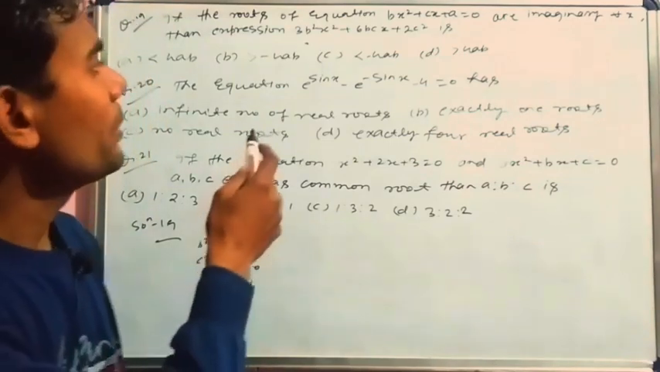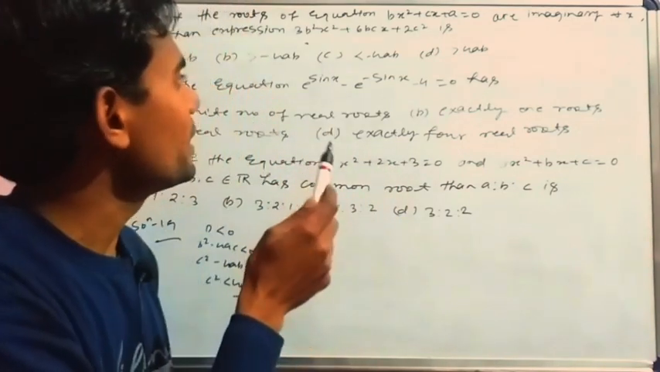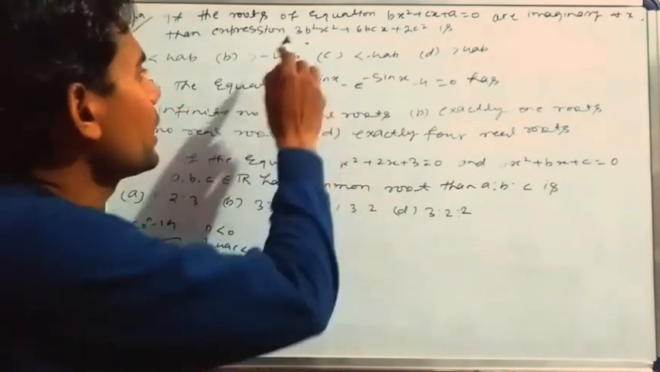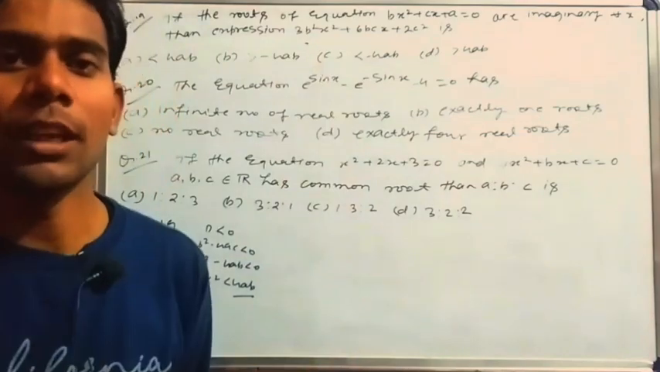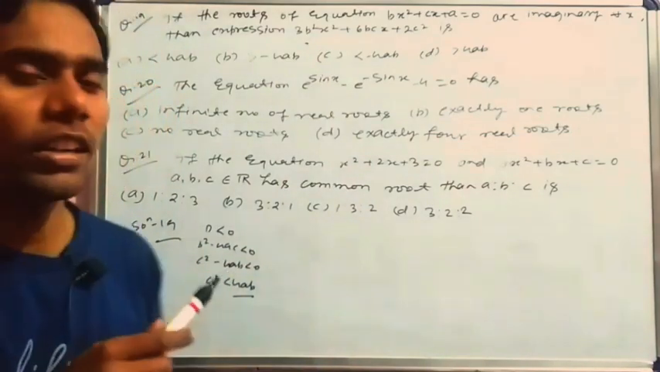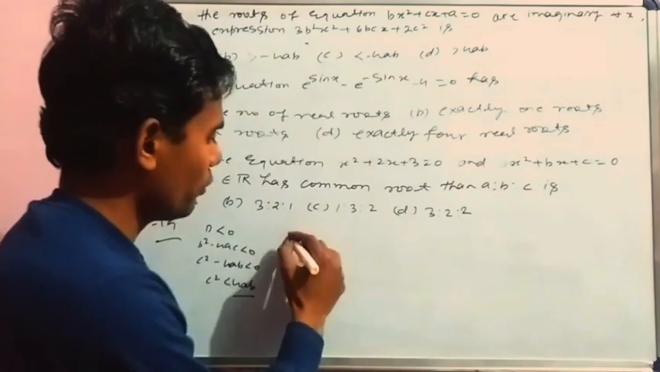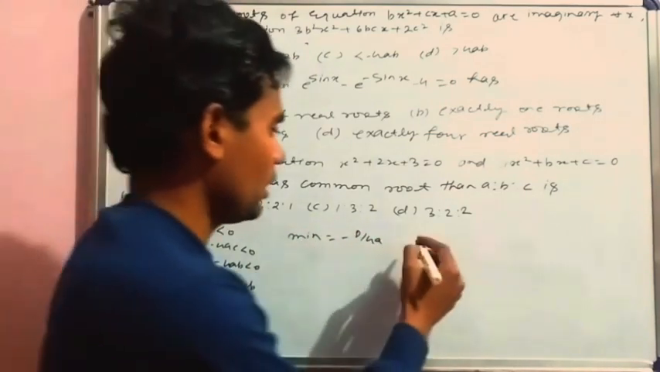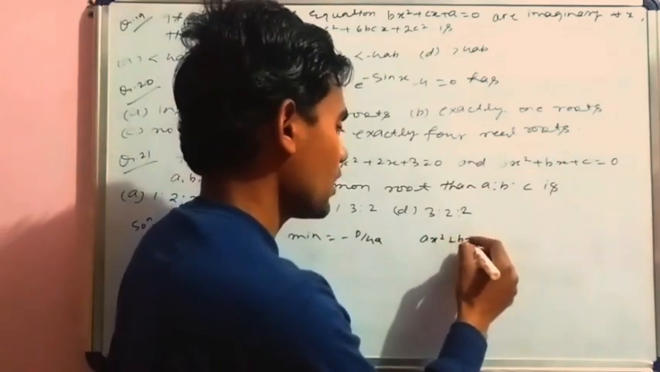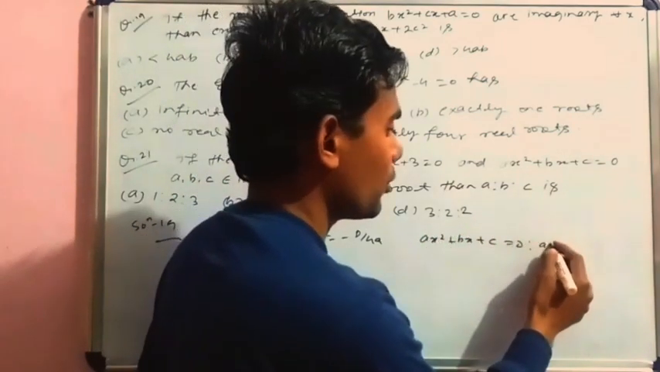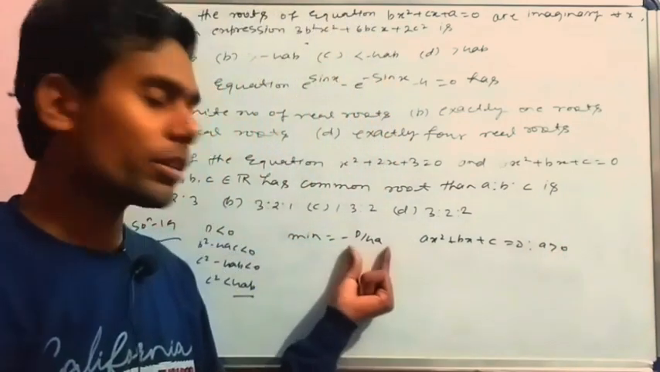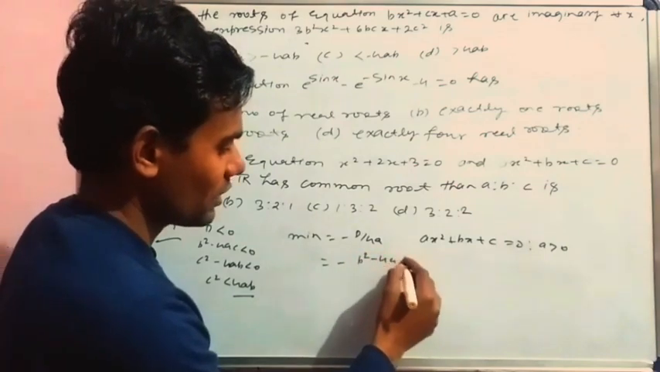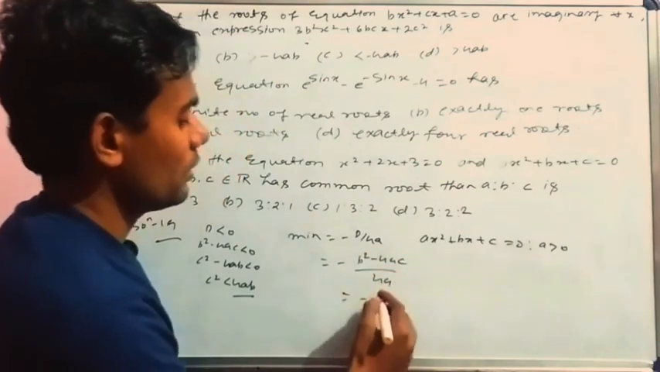Then the expression 3b square x square plus 6bc x plus 2c square is what? We see that the coefficient of x square is positive, so this quadratic expression has a minimum value. The minimum value is equal to minus D upon 4a. For any quadratic equation ax square plus bx plus c with a positive, the minimum value is minus D by 4a, which means minus (b square minus 4ac) divided by 4a. So we have to simplify.